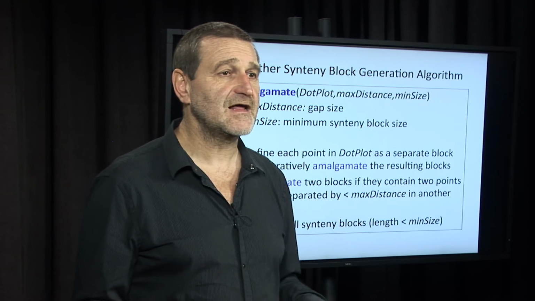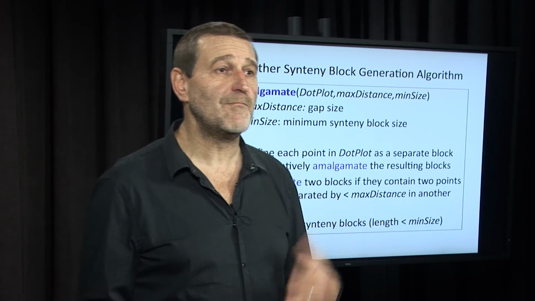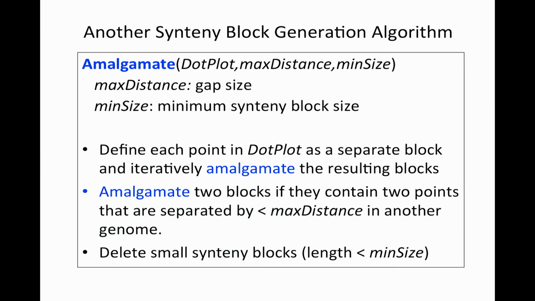I can give you another algorithm, for example, this one that I call amalgamate. And it's actually different, but it looks like it's doing almost the same thing. First step, define each point in the dot plot as a separate block and iteratively amalgamate the resulting blocks. How do we amalgamate the blocks? We combine two blocks into a single block if they contain two points that are separated by a small distance in another genome. And as before, delete small Synteny blocks.